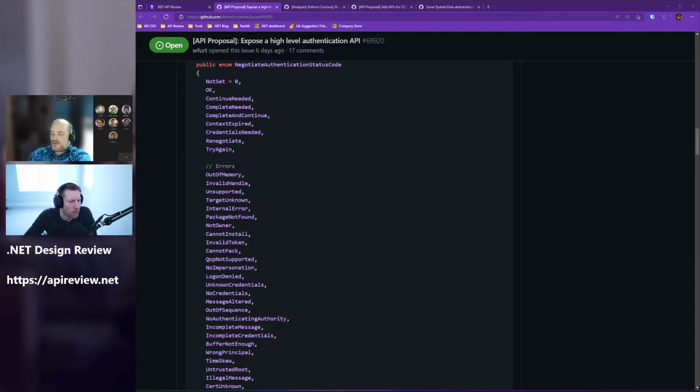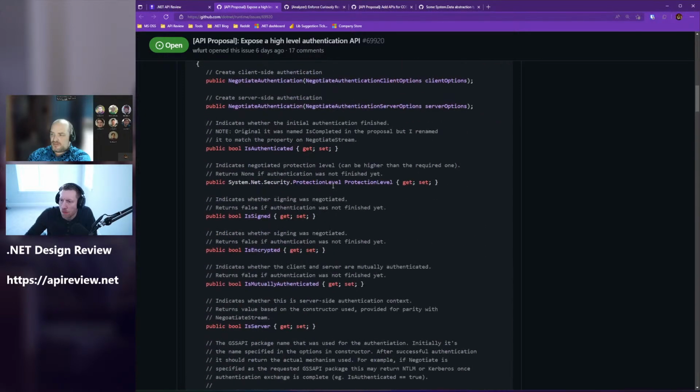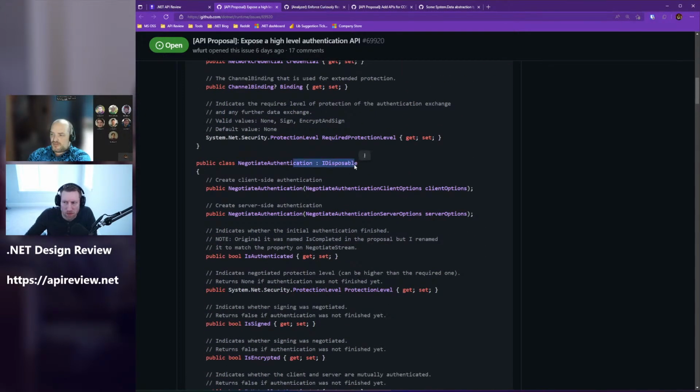One remaining question I just saw, like NegotiateAuthentication. Let me scroll up here so we can look at it. The type is disposable and not sealed. Do you actually expect people to derive from it? Because if you do, then you probably want to implement the dispose pattern. If you don't, then just seal the type. Why would anybody derive from that?